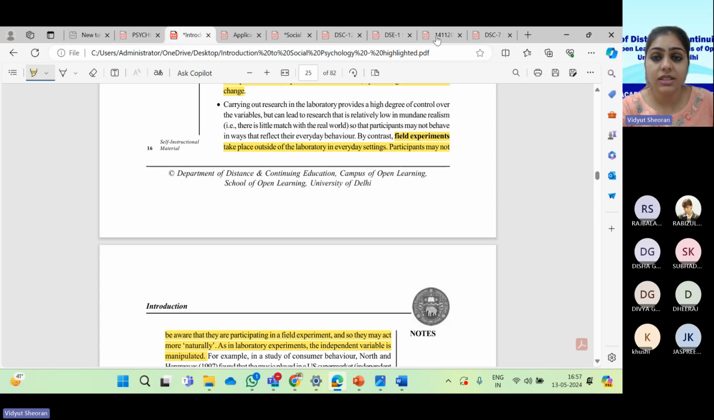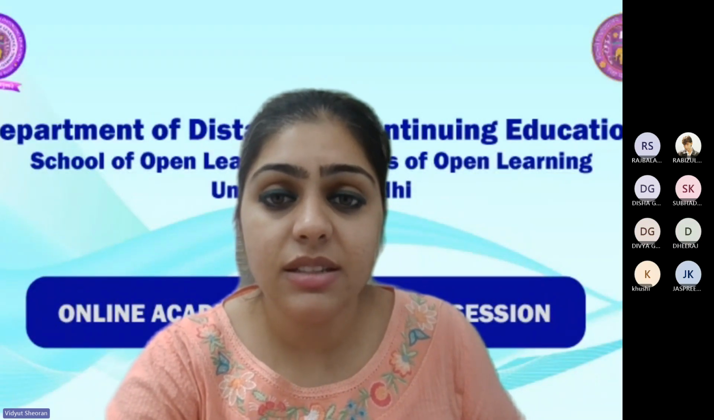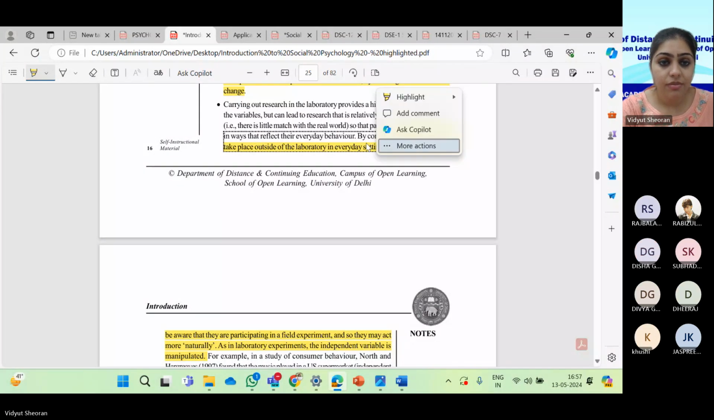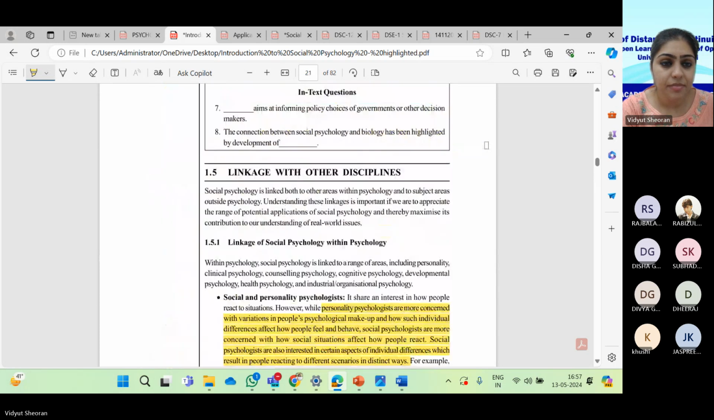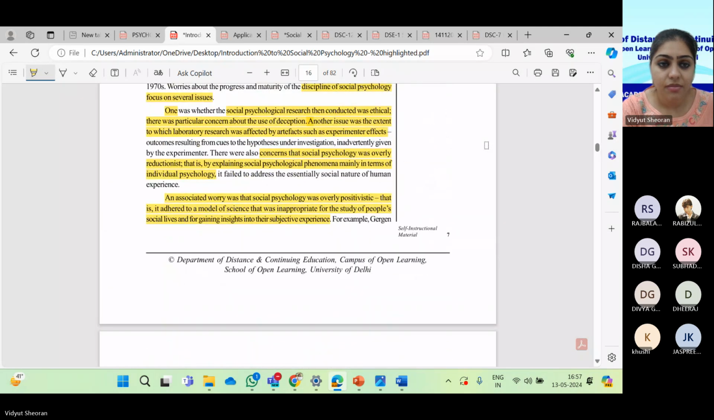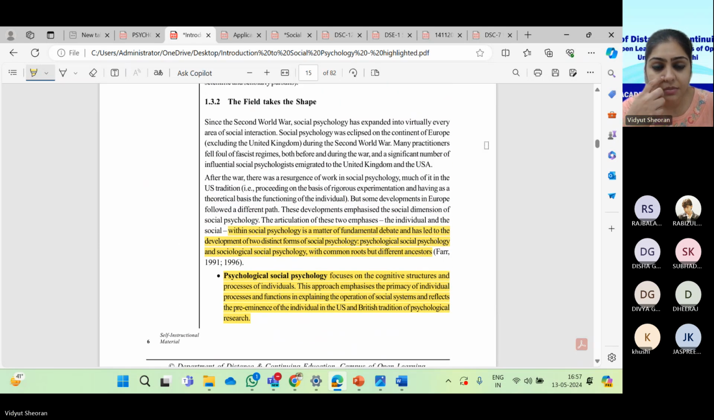Yes Divya, I'll just read your query. Page 6. Okay, let me just see page 6. This is page 6. Tell me where. The field takes the shape. Oh, okay. Actually, this is about the history part of social psychology.